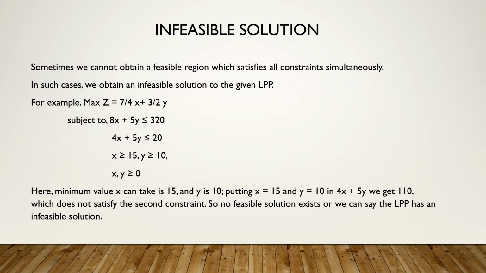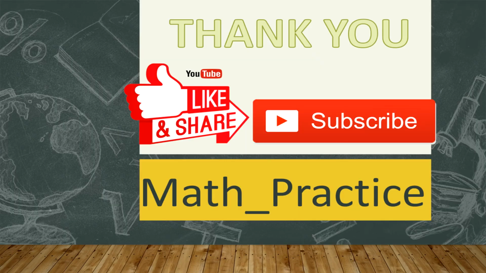Now if I put x as 15 and y as 10 in the second inequality, I will be getting 4x plus 5y, which will be equal to 110. But is 110 less than or equal to 20? No. So if I take this constraint, it will not satisfy the second constraint. So basically, you will not get a region which satisfies all the constraints simultaneously. So no feasible solution, or you can say no solution for the given LPP exists.